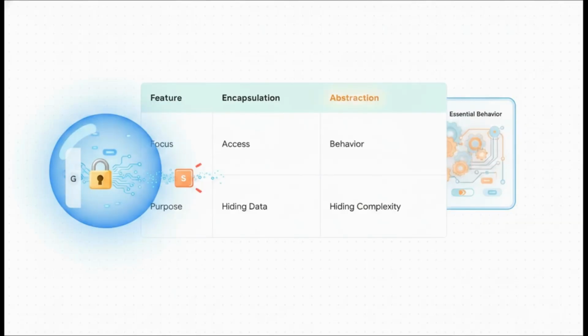And that brings up another thing people mix up all the time: encapsulation versus abstraction. But the distinction is actually pretty clear. Encapsulation focuses on how data is accessed, with the main purpose being data hiding and restriction. Abstraction is an entirely different beast. It focuses on what the object does, with the purpose of hiding complex implementation details so you only see the essential behavior. Basically, encapsulation hides the data, abstraction hides the complexity.